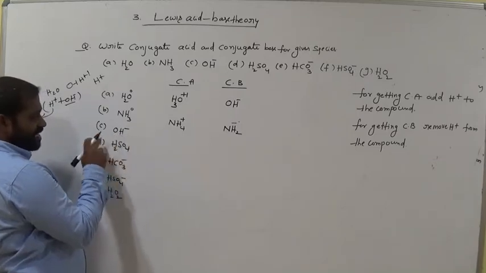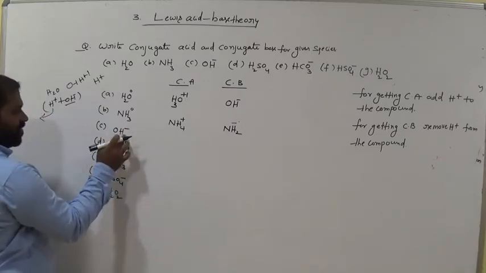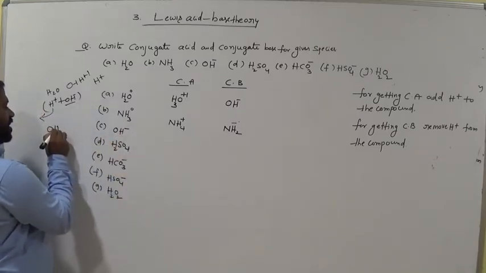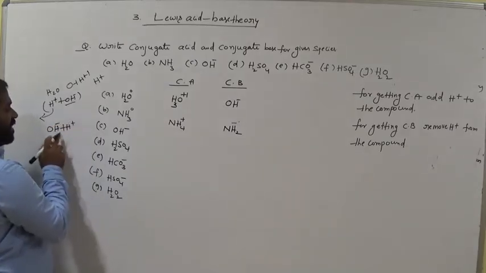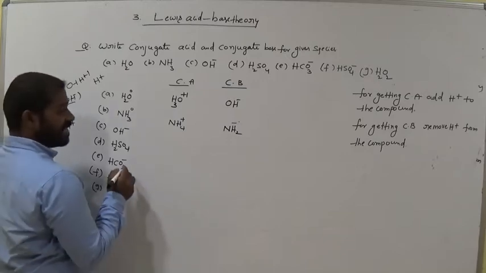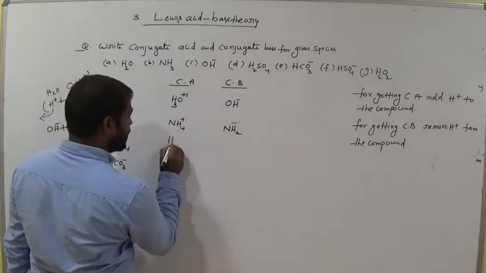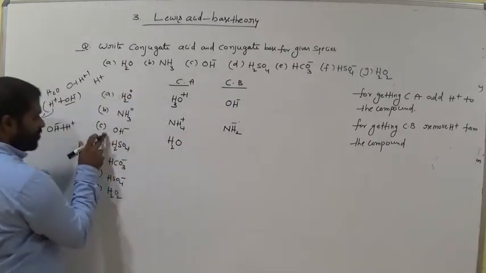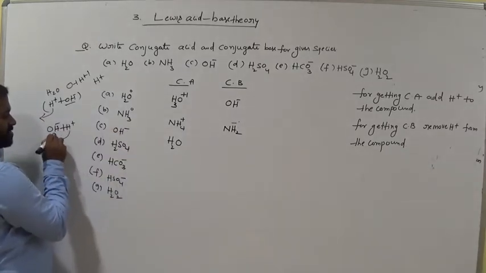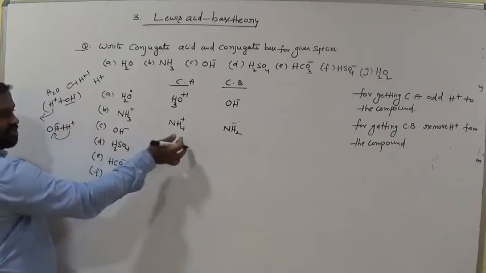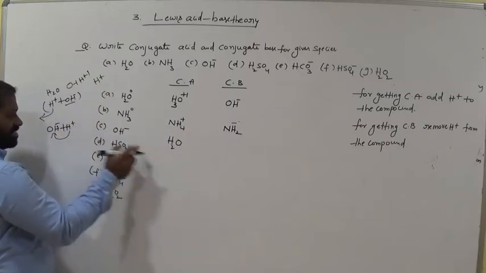For this one, add H plus. What is the species here? It is OH minus. Now we add H plus. What happened? OH minus and H plus becomes clearly neutral or not? So that means it gives H2O. For OH minus we add H plus. Minus and plus become 0 or not? 0. So now it is H2O.